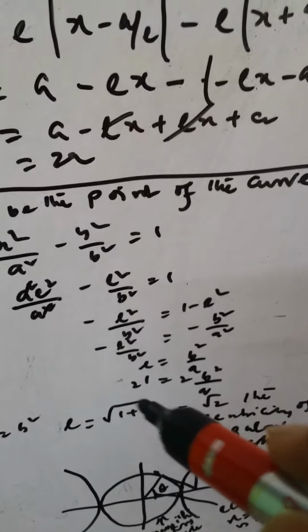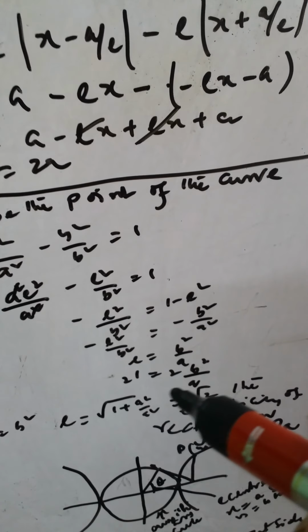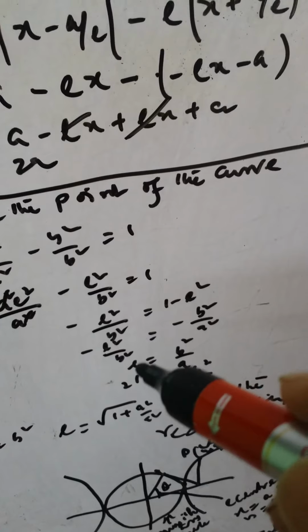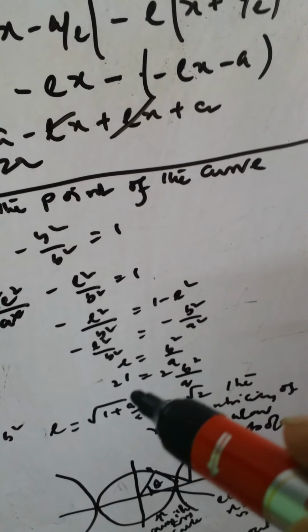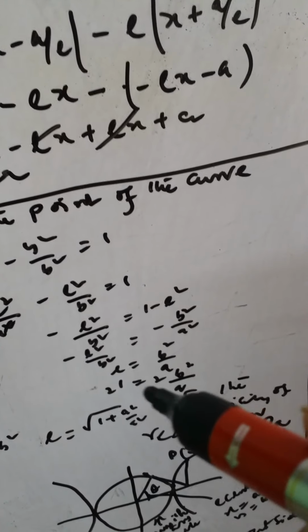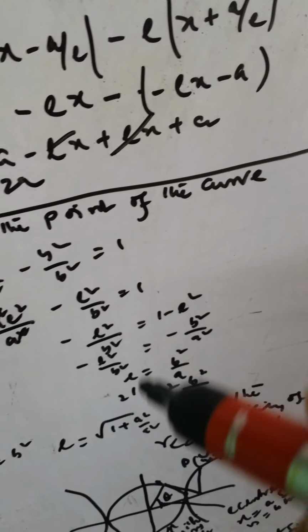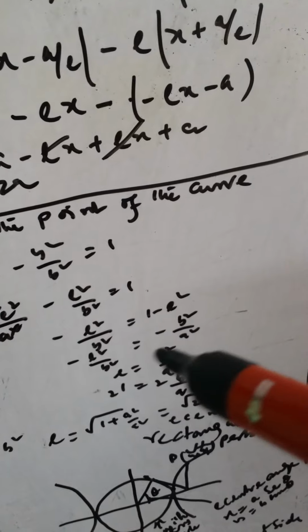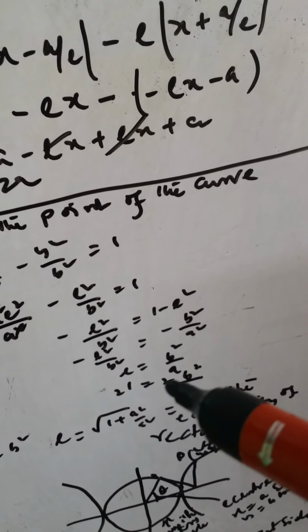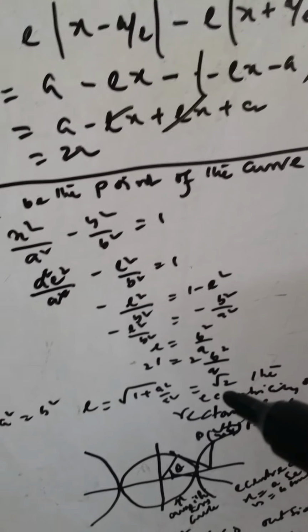And then l equal to b square by a, and 2l equal to 2b square by a. That is the length of latus rectum. In case of the conjugate hyperbola, that will be 2 into a square by b.